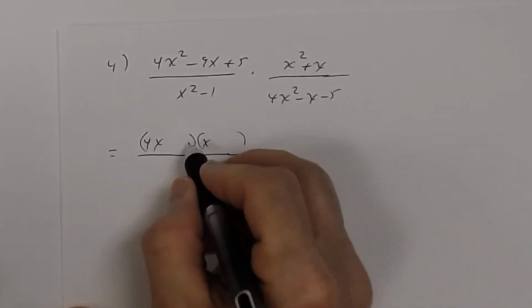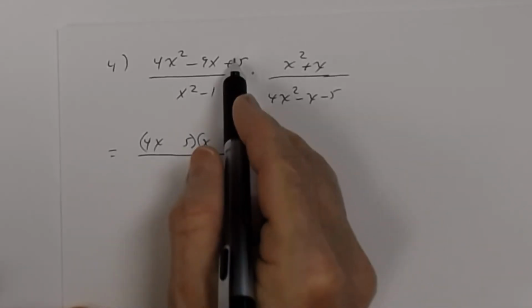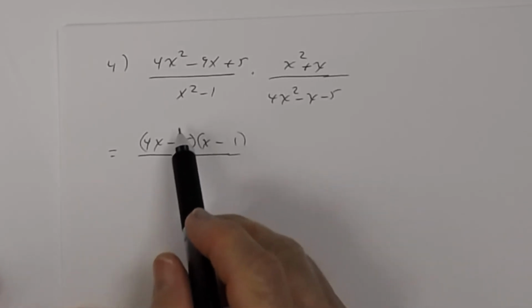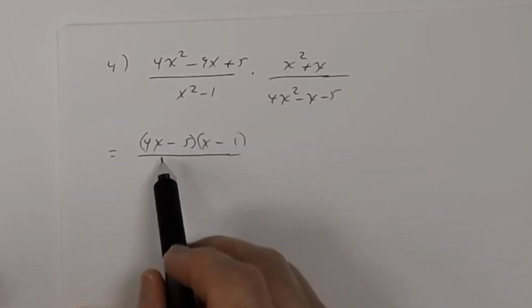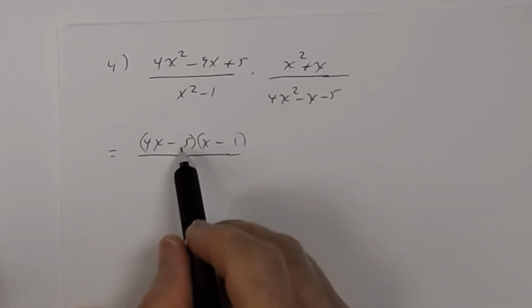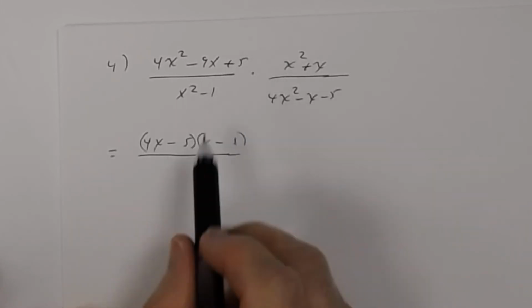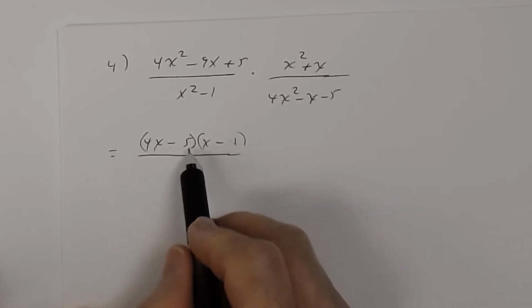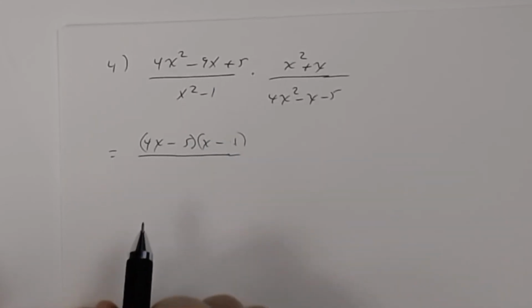And then it looks like we need a 5 here, 1 there, and the last sign is positive, so these are both negative. You may want to check this one. It's a little bit more complicated, so let's just check it. 4x times x is 4x squared. A negative 5 times a negative 1 is a positive 5. The outer is a negative 4x. The inner is a negative 5x. And when I add them up, I get negative 9x.